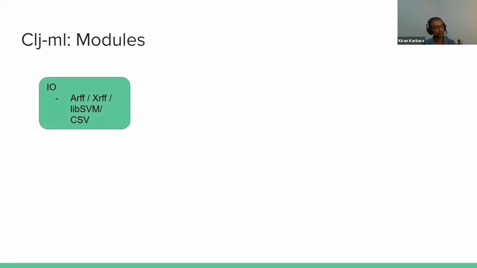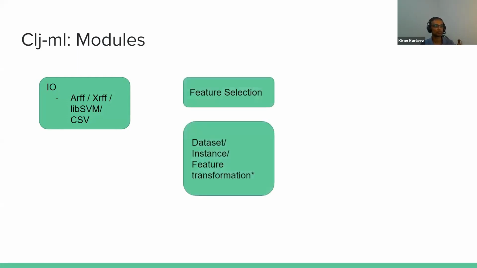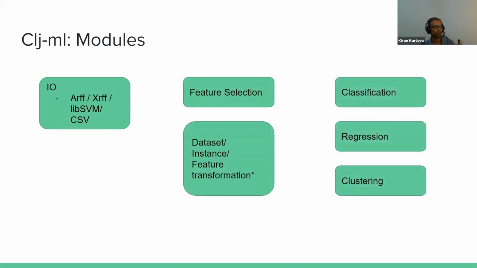So clj-ml is a wrapper on top of the Weka's Java library, and from a high-level perspective, it's got 3 main buckets. One is I/O. You can use multiple different kinds of files. Some of these are old school ARFF formats. You have a second stack for feature selection and dataset and feature transformation. To be honest, I don't find the feature transformation one very useful because you can do a lot of that in Clojure, in vanilla Clojure.